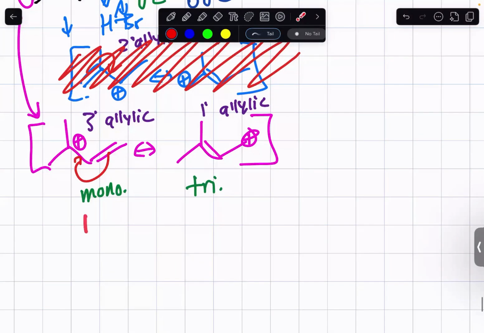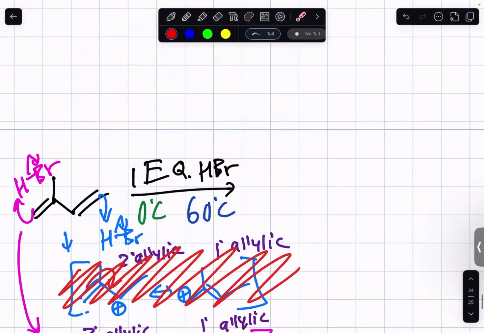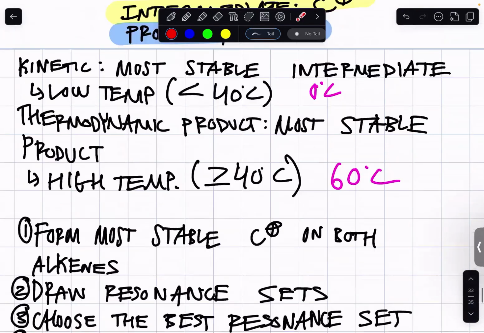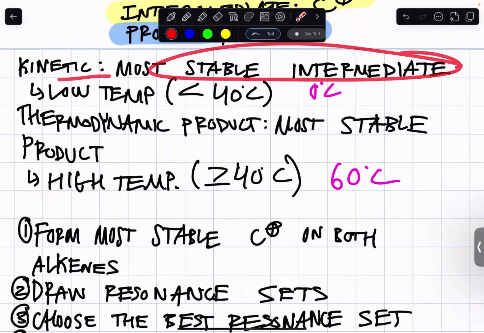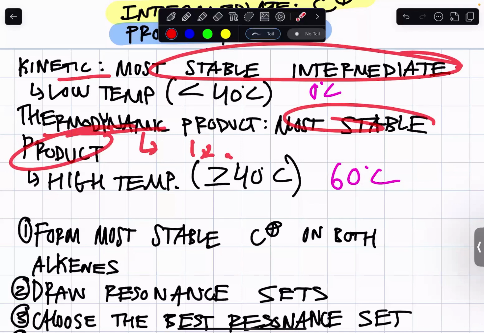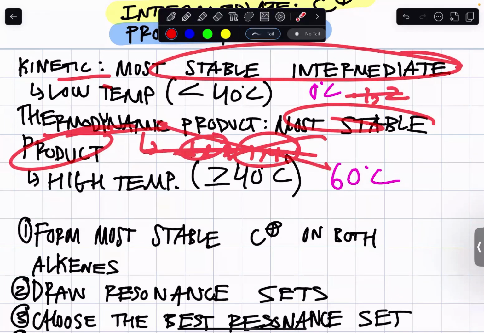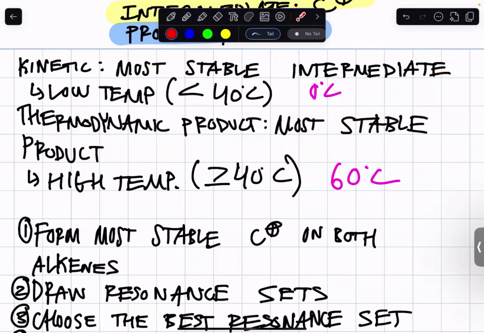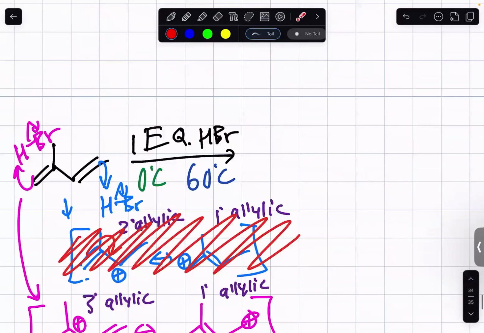So you can think about 1-2 or 1-4 addition, but I don't like thinking about that, right? I like thinking about how kinetic comes from the most stable intermediate, thermodynamic comes from the most stable product, because thermodynamic can be both 1-2 and 1-4, and kinetic can be, for this class, only 1-2. Yes, so usually thermodynamic is 1-4, but not always the case. It could sometimes be 1-2. That's why I don't like thinking about 1-2, 1-4 addition. I like thinking it like this to get the right answer 100%.